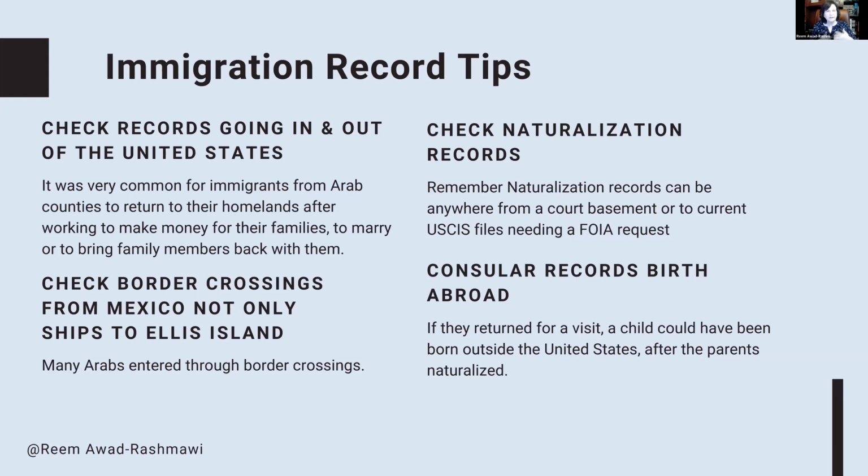You want to look, again, obviously, at naturalization records, but also remember, naturalization records aren't just online. You might find them online. You might find them in a court basement somewhere, or you may find it through USCIS files requesting a FOIA. There's so many places naturalization records are, and it's not just the record you want, it's also intent to naturalize and other things like that. So consider all of those.